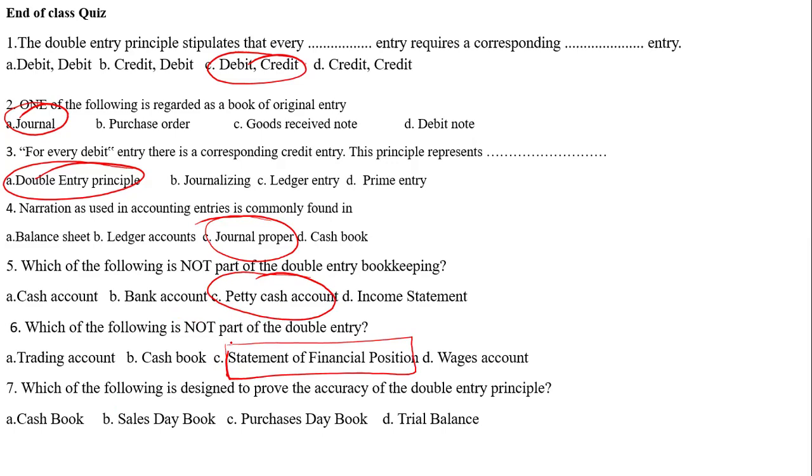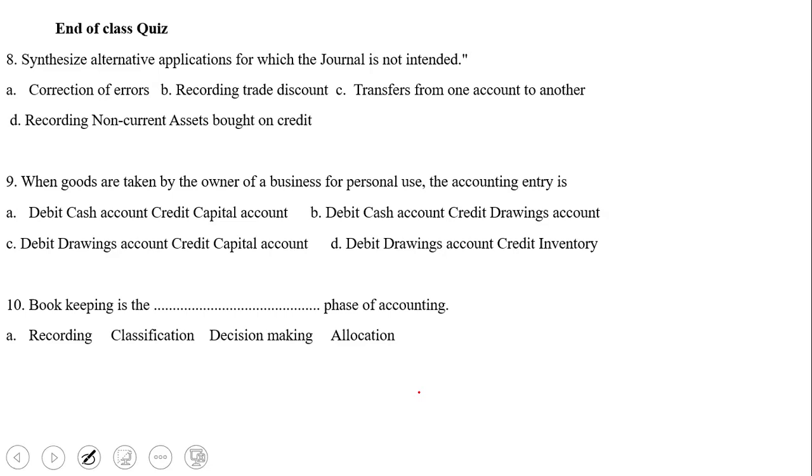Which of the following is designed to prove the accuracy of double entry principle? Calm down. You can also quickly go through your notes. We did that earlier. Trial balance. Then we also have this one: for which transaction is the journal not intended? Correction of error, we say we are using it. Recording of non-current asset, we are using it, but there's nothing that mentions recording of credit discount.